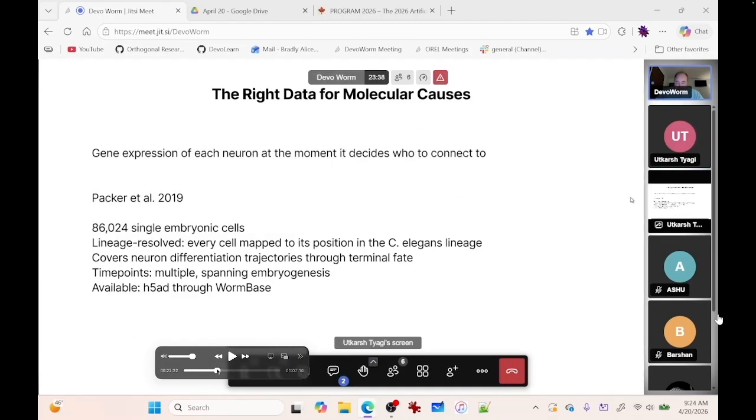So then he switched to this model that takes molecular causes into account. So he actually switched data sets. He started using this Packer data set from 2019. It's an interesting data set that has a lot of lineage resolved gene expression data in it. So it basically allows you to model the connectome sensitive to changes that are happening in development. So this is a nice data set to work with.